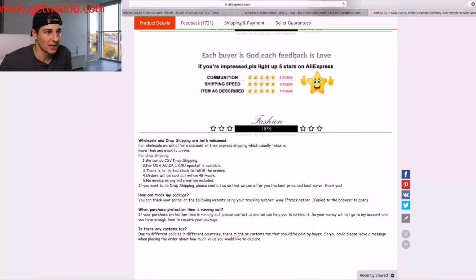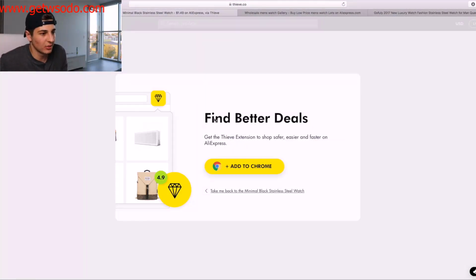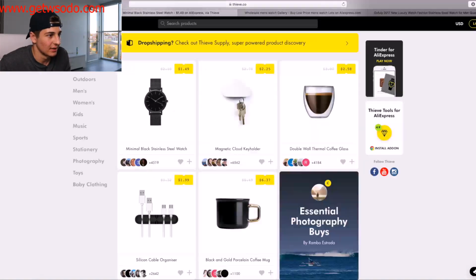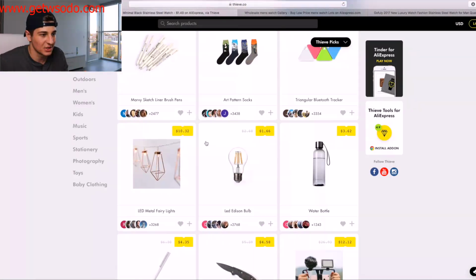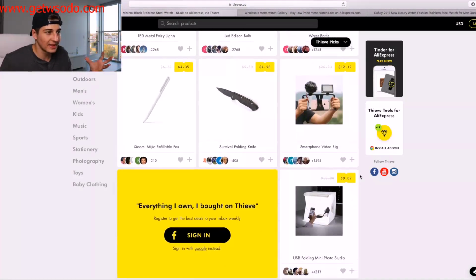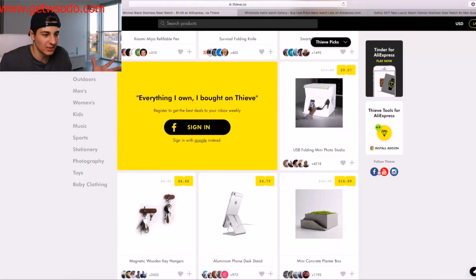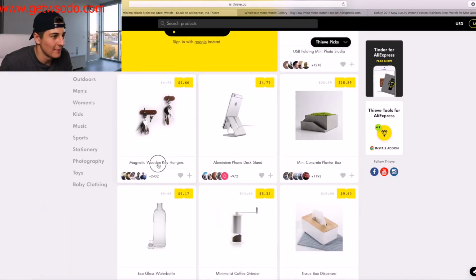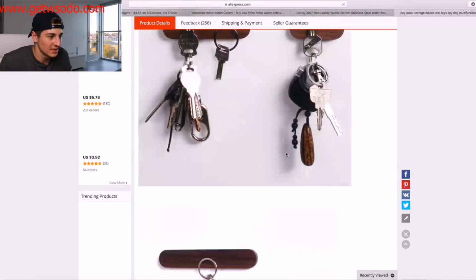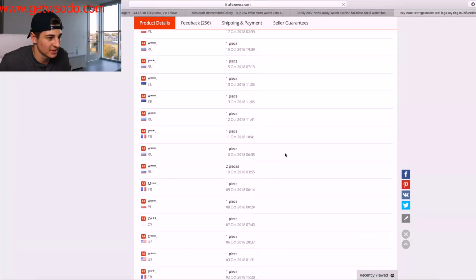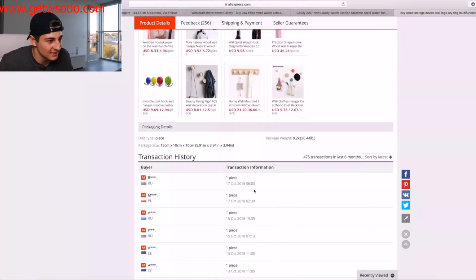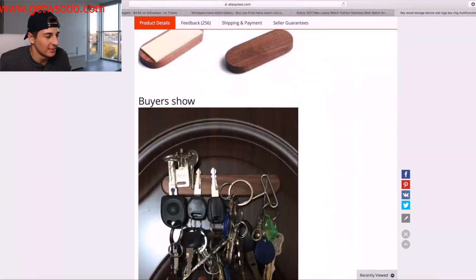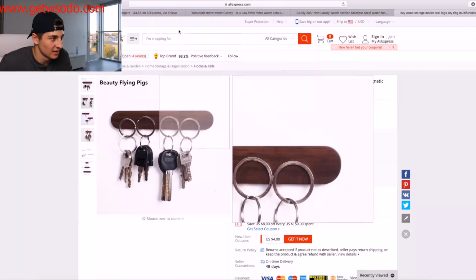And another thing you guys want to keep in mind, going through Thieve and looking at something that catches your attention, all you really want is something that seems interesting, something that seems like you could sell it. Like this seems really interesting, but I guarantee that it's not selling very well at all. So magnetic wooden key holders. This will be the last thing that we try before we go. Let's just verify that it's selling at all. So yeah, again, it's not even selling whatsoever. Maybe this is just a really terrible supplier.